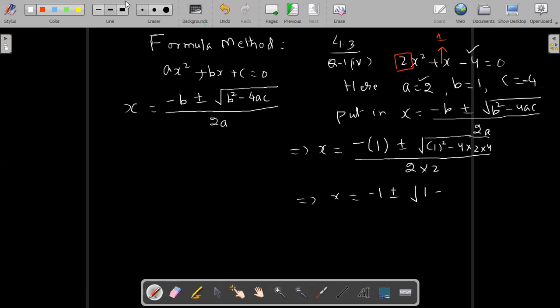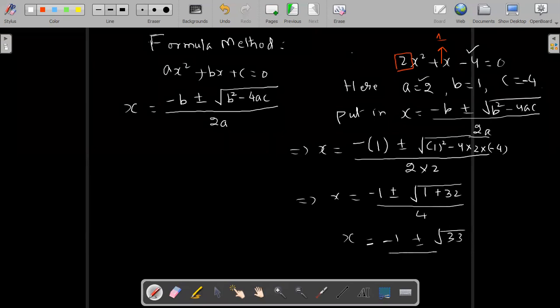So c will become negative 4. Not taking the old question, this is the new question. So this will become minus 4ac, minus 4 times, and because of these two minus signs, it will become plus 4 times 8, 4 times 8 is 32. It doesn't matter if you are not getting a perfect square. So here we are getting x is equal to minus 1 plus minus under root 33 by 4.